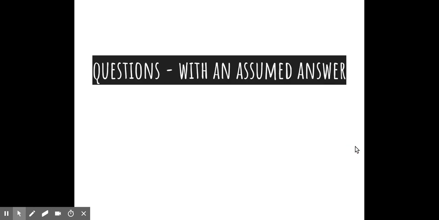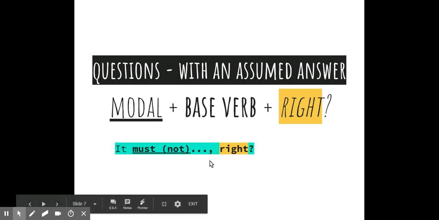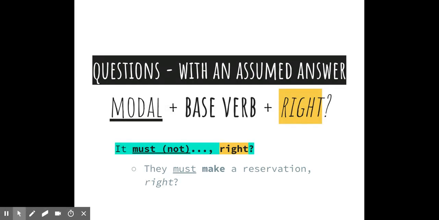Okay. Now, you can do questions in another way. If you have a statement that you're pretty sure is true, right? You're pretty sure it is correct. You can do something like this. You can go back to our statement form, modal first, and then our base verb. And you can add this word right at the end. This turns it into a question. It must not, right? And there's that comma. Make sure you have that. Okay. They must make a reservation, right?